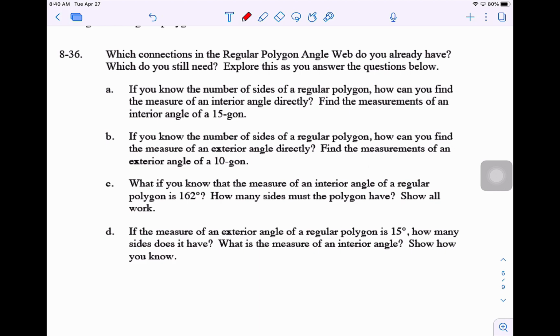Remember, look for those keywords. Sum versus each. Interior versus exterior. That should narrow it down to which formula you want to use. Okay, look for some of those keywords.